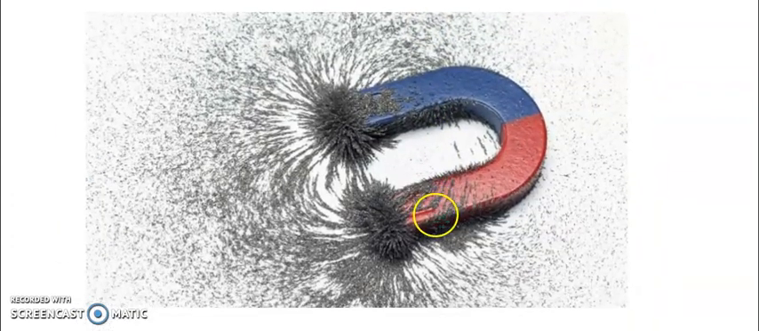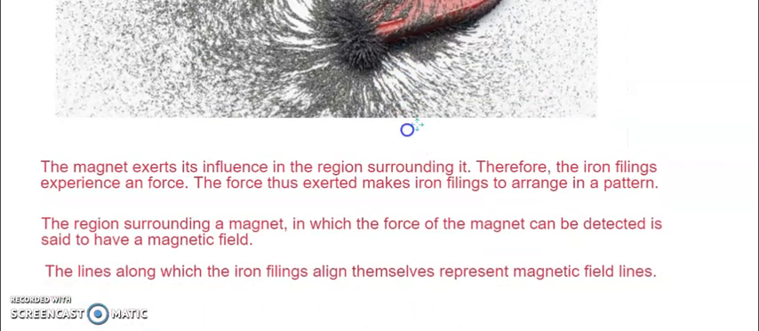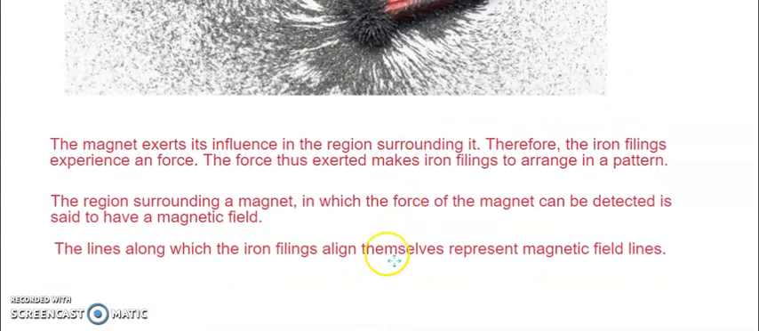So we also saw the horseshoe magnet. Can you see some iron filings being attracted between the north pole and the south pole of the horseshoe? Clear? So the magnet exerts its influence in the region surrounding it. Therefore, the iron filings experience a force. The force thus exerted makes the iron filings arrange in a pattern.